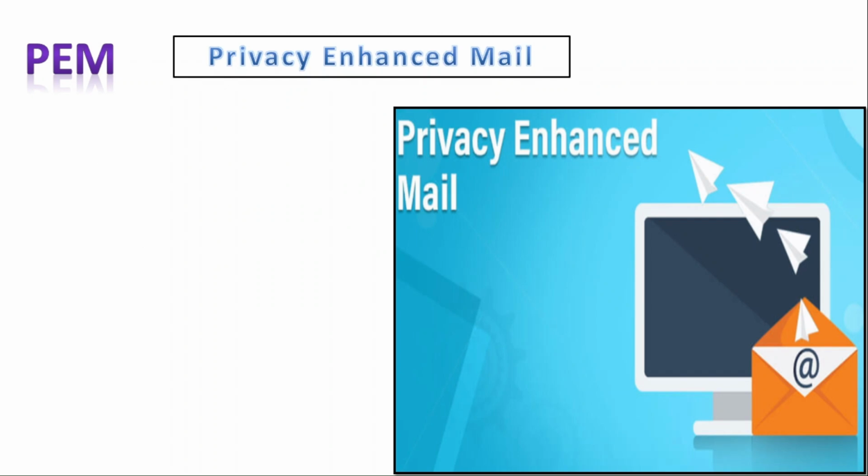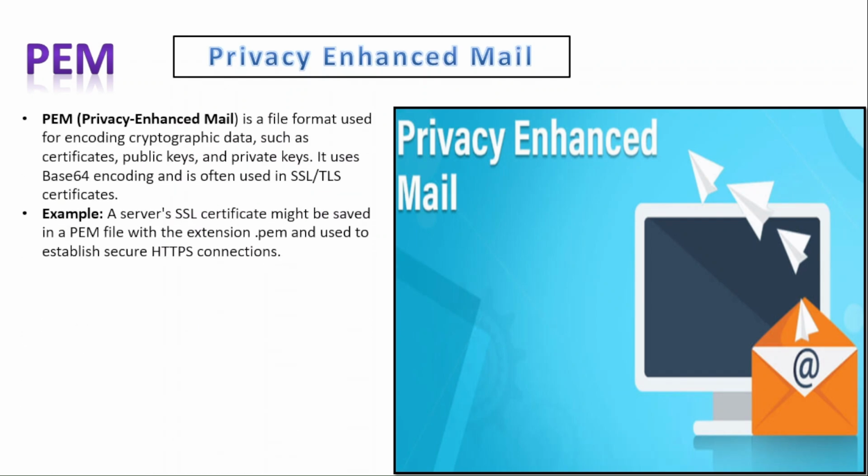PEM, that is Privacy Enhanced Mail. So PEM, Privacy Enhanced Mail, is a file format used for encoding cryptographic data such as certificates, public keys, and private keys. It uses base64 encoding and is often used in SSL/TLS certificates. Example, a server's SSL certificate might be saved in a PEM file with the extension .pem and used to establish secure HTTPS connections.